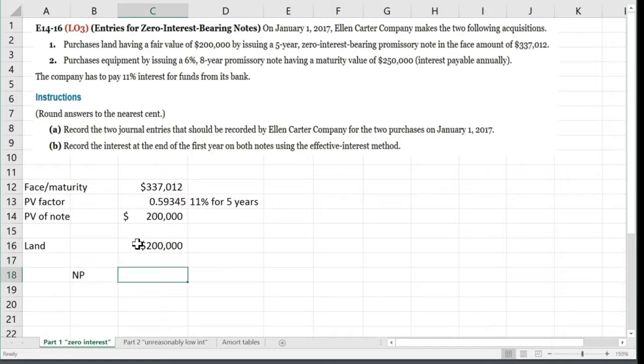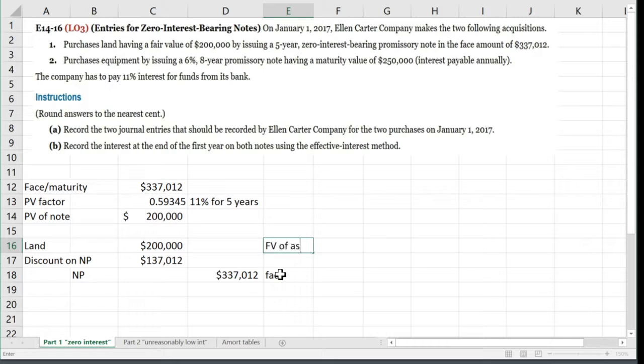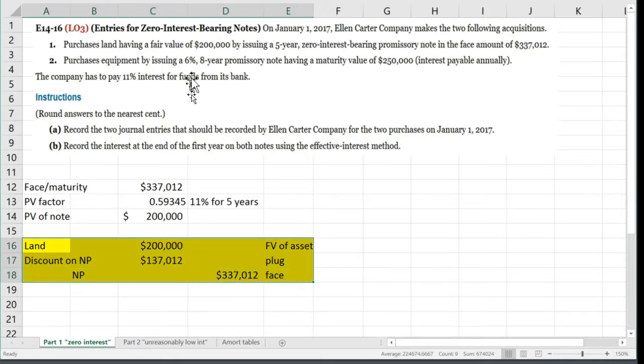We also have the note payable, which, as we always do with the note payable, we record at its face value, just like we would with the bond, and then just like we would with the bond, we have a discount on notes payable. That's the difference. So here our note is recorded just like a bond. Face value is the debit to notes payable. The asset value is what's debited, and then the plug figure is a discount. So this is our first journal entry on January 1st.